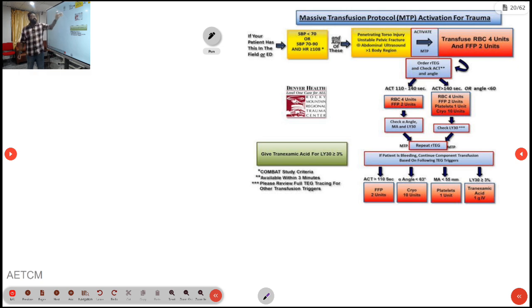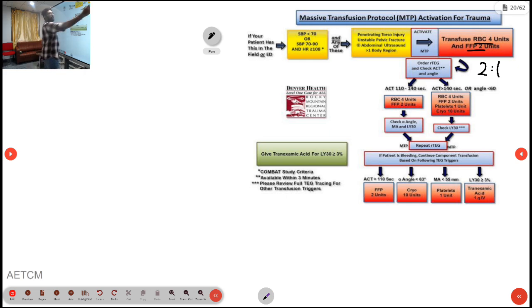Then we can activate MTP, and according to guidelines we can go in a ratio of 1:1:1 or a ratio of 2:1, so RBC of 2 and FFP of 1. The 2:1 ratio can be initially transfused as the initial resuscitation. Then we can order for the rapid TEG.